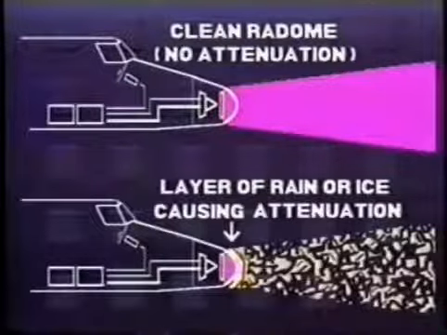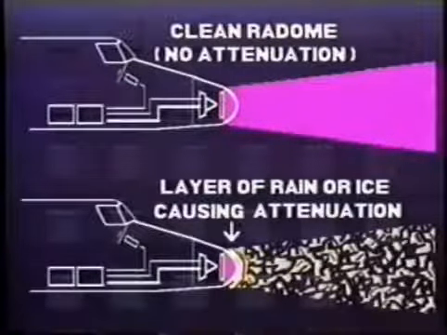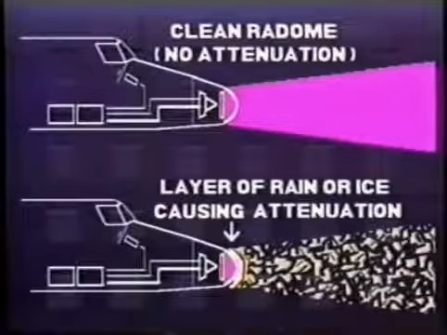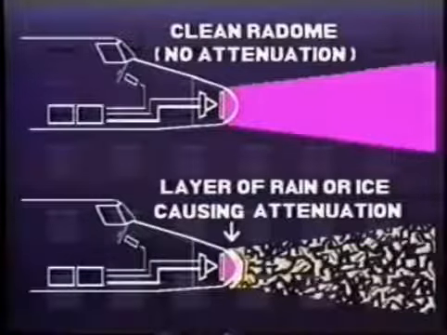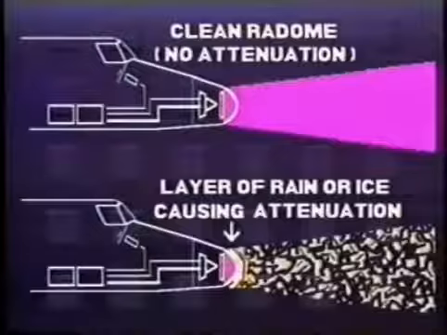Another cause of radar beam attenuation that crews should be alert to is attenuation resulting from a heavy sheet of water or the formation of an ice layer on the radome. These conditions will reduce system range performance and cause target intensities to be understated on the radar's display.